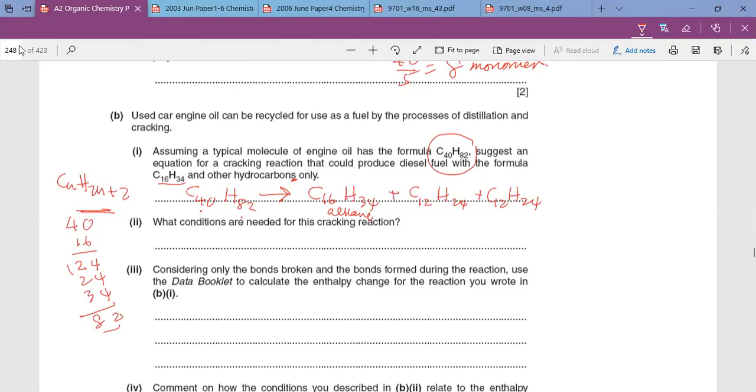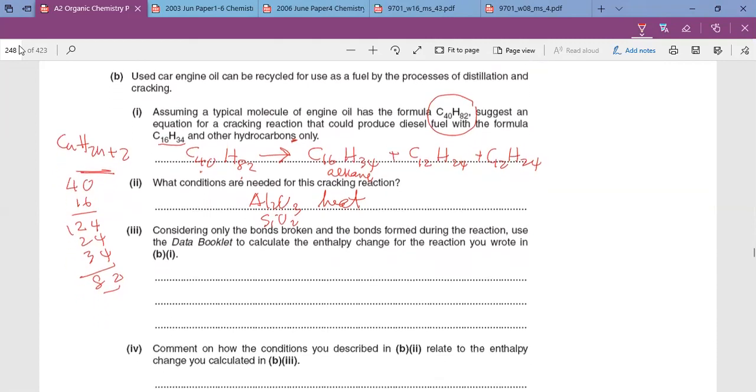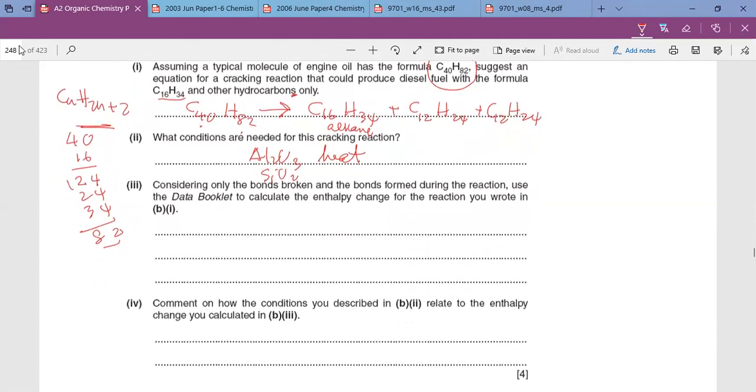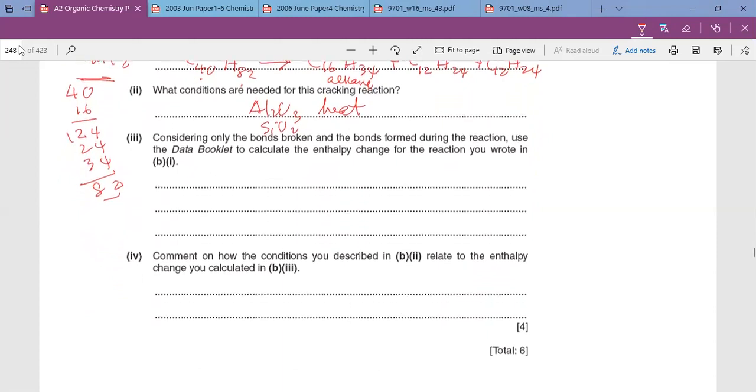Now here, what condition is it? Of course, aluminum oxide and heat, or silicon dioxide, okay. Now, consider only the bonds broken and bonds formed during the reaction. Use the data to calculate the enthalpy change. Now, this one is important. See, because it's such a big molecule here, right?